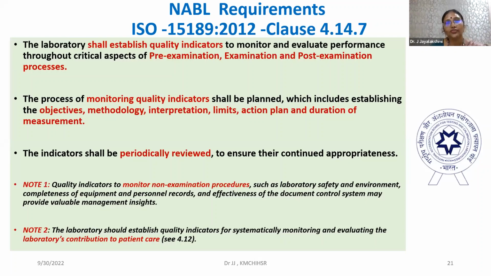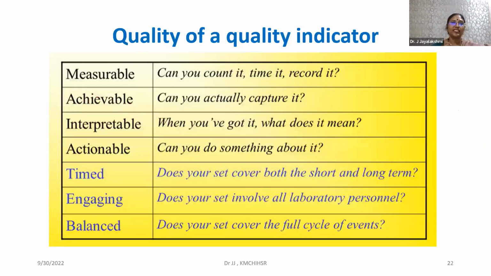So what is the quality of a quality indicator? How should the quality indicator be? It should be measurable. Measurable means, can you count it? How many deviations? Can you time it? What time to what time? Can you record it? Do you have a capture of errors done, etc.? Are you recording? So all of these are measurables.